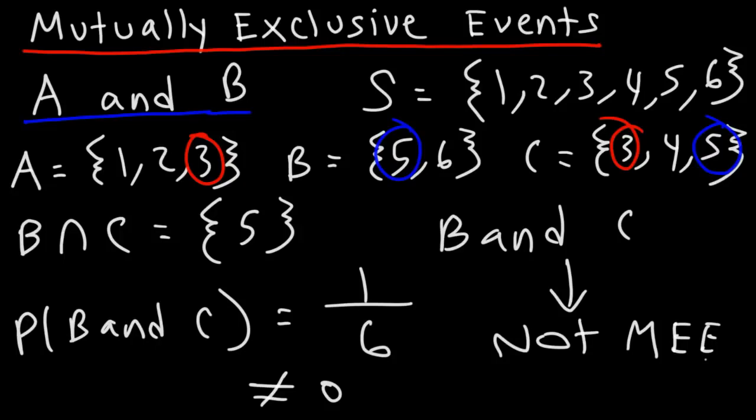So that's how you can tell if two events are mutually exclusive or not. You need to find the probability of getting those two events. If it's 0, they are mutually exclusive. If it's anything but 0, they are not mutually exclusive.